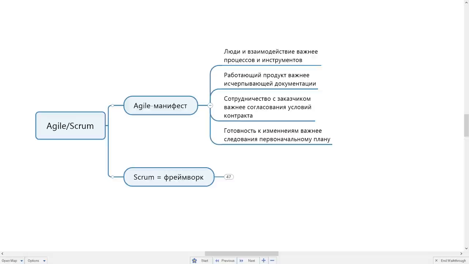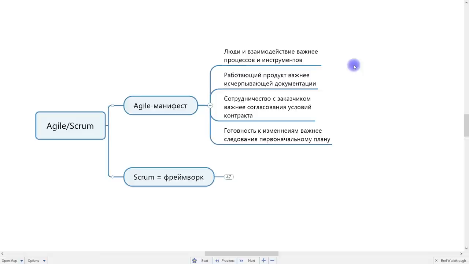But right away, I would like to point out that even when we say that something is more important than something else, we do not forget that processes and tools must still be present in our project management, and we cannot somehow work without them. The same goes for the other clauses.